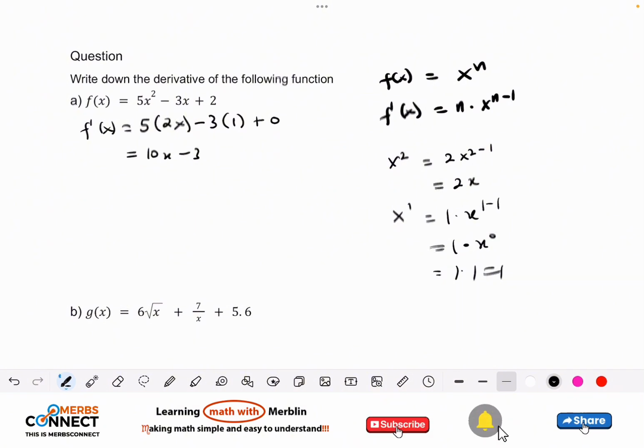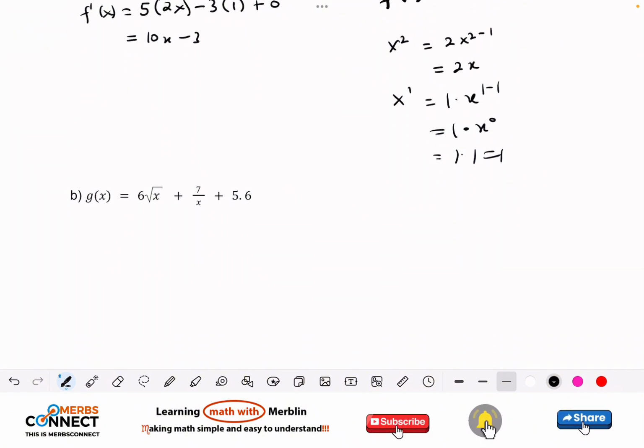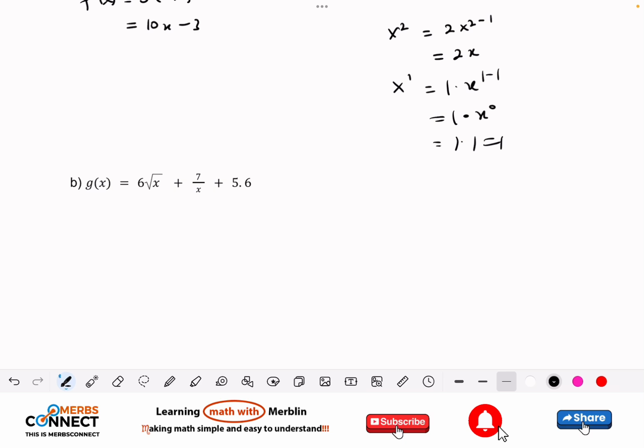So this is the power rule. Very nice. Now let's look at the b. The b here, I'm going to do something to make my life very simple so that I'll be able to differentiate using the power rule. So first, I'm going to simplify the function.